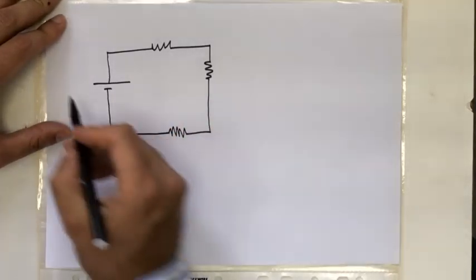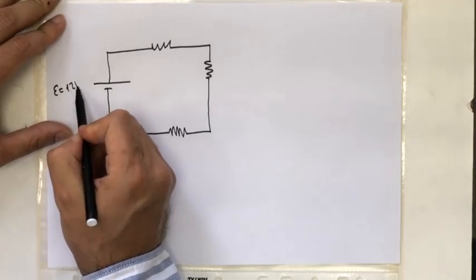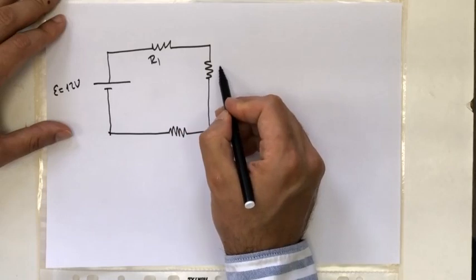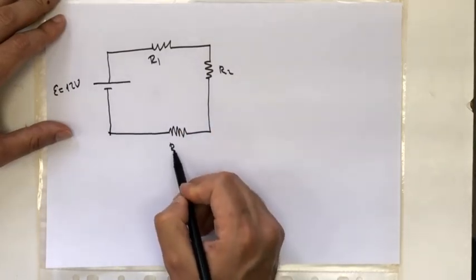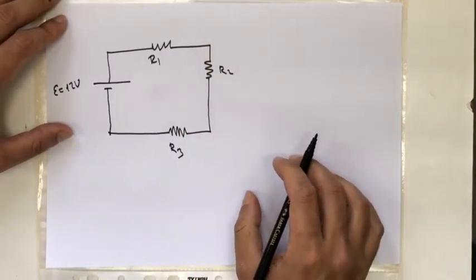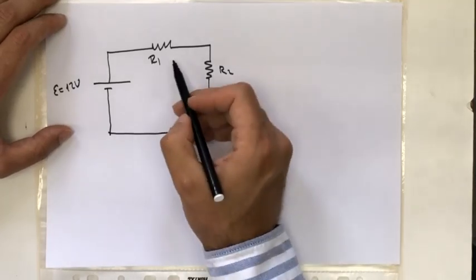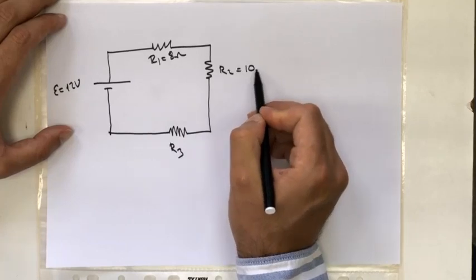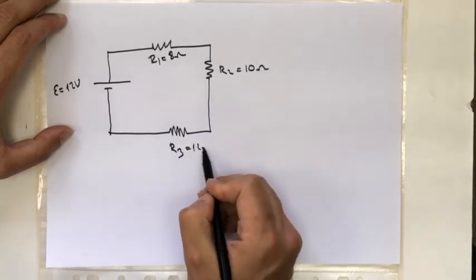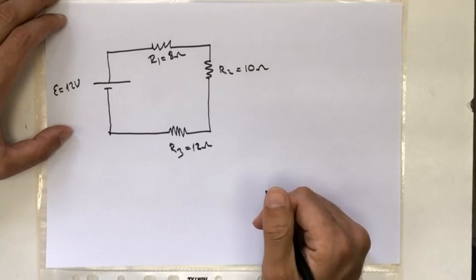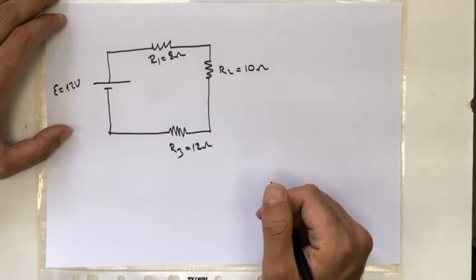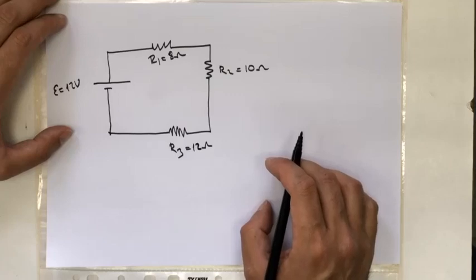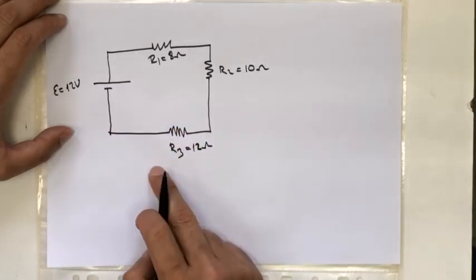Okay, and let's say this battery has 12 volts, and this is R1, this is R2, and let's say this is R3. The values of the resistances are 8 ohms, 10 ohms, and 12 ohms. Now, let's write an expression that highlights Kirchhoff's voltage law and show that the sum of the voltages around this circuit must add to 0.